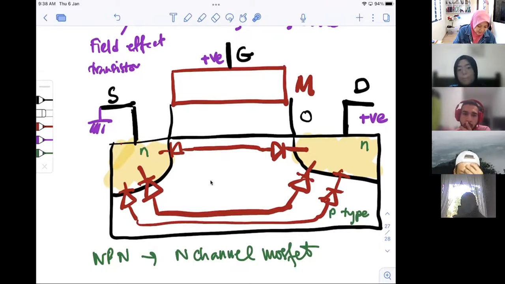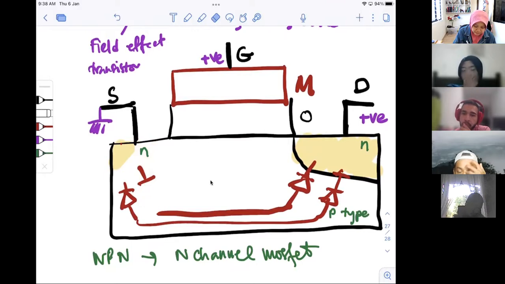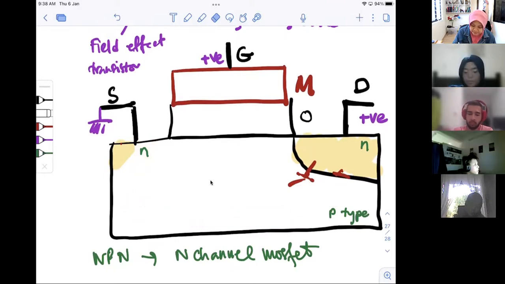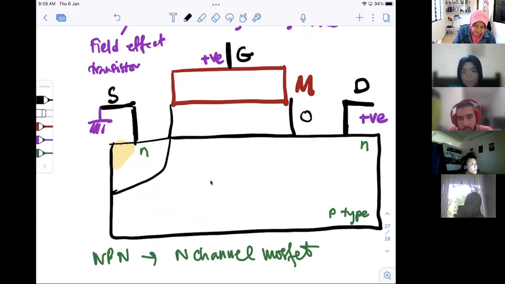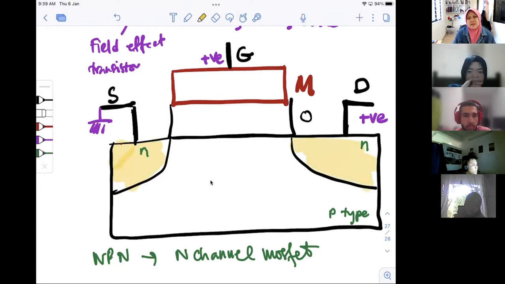Okay, next question. Let's go to the next step. Any question up to here? Is there any chance of electron and hole recombining at the P? Electron and hole recombine at the P. You mean at the channel? Yes.